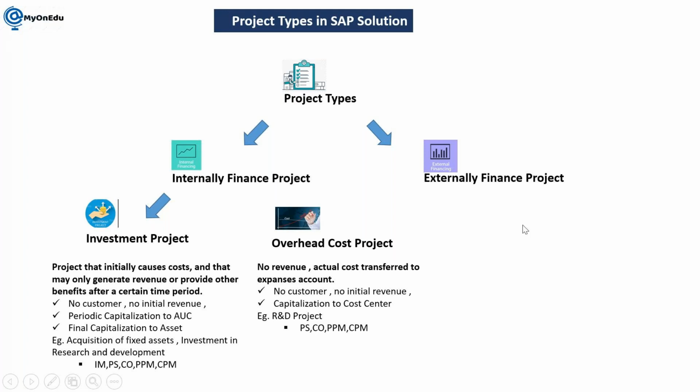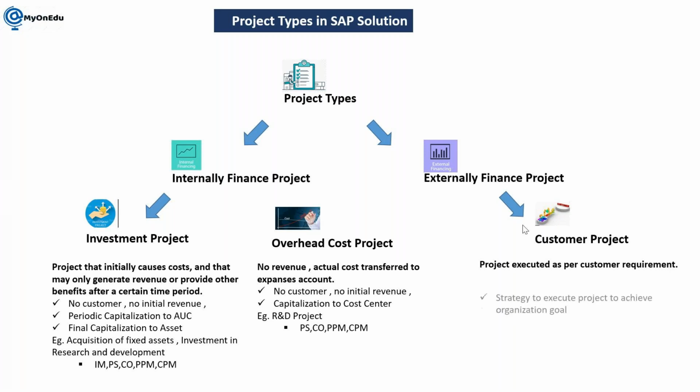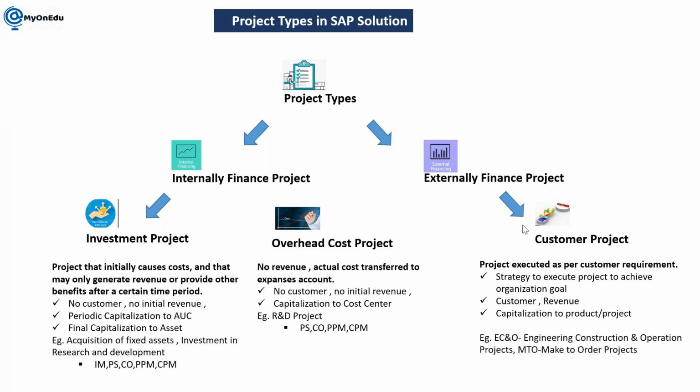Next is the externally financed project, which we call a customer project, because it is financed by the customer. It is executed as per the customer's requirements, based on their strategies and organization goals. Here we will have customers and revenues. This has to be capitalized into the product or the project, like the engineering, construction and operation scenario, or MTO, make-to-order projects. This we can implement in PS, SD, CO, PPM and CPM.